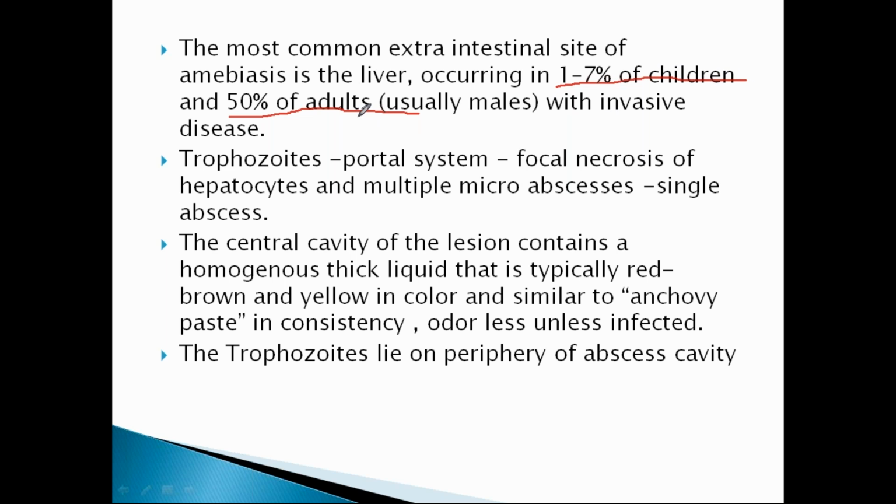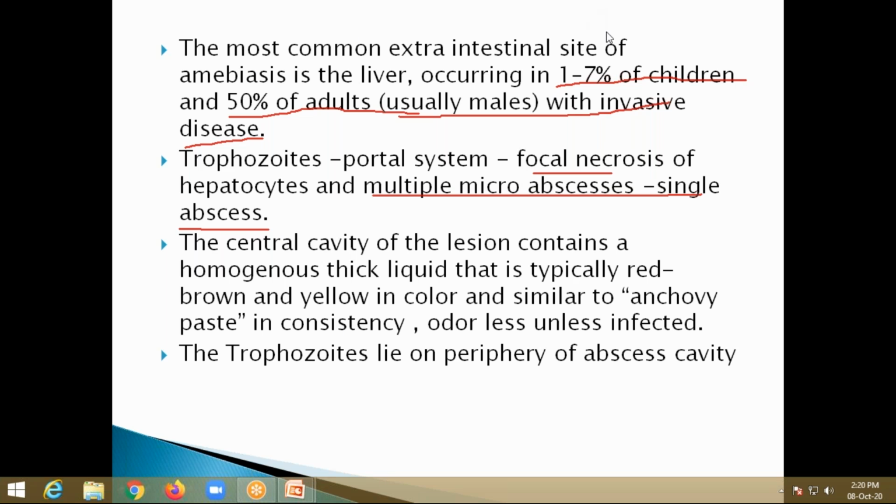While in children it is less, once it is there, invasive disease causes liver abscess in many adults. So first focal necrosis is formed. Multiple microabscesses coalesce to form a single large abscess. Majority of the times it is a single abscess, but sometimes there can be multifocal.